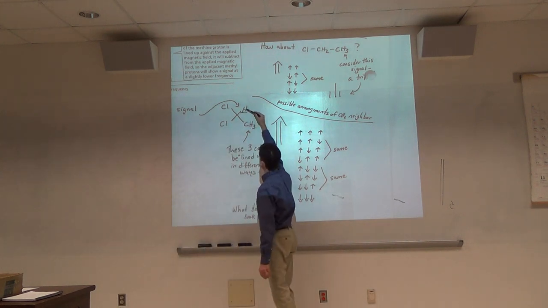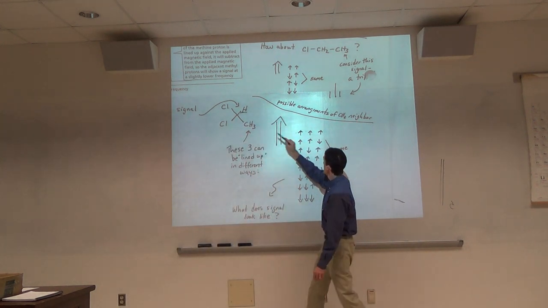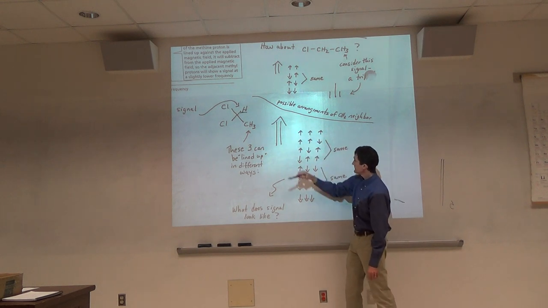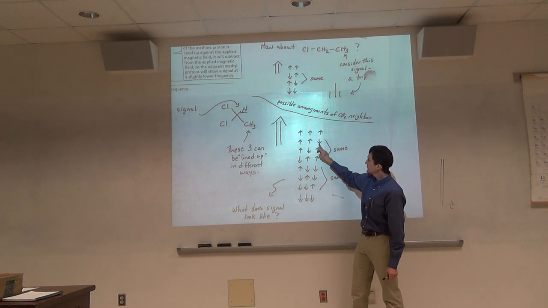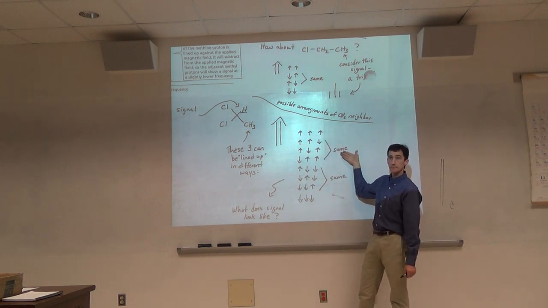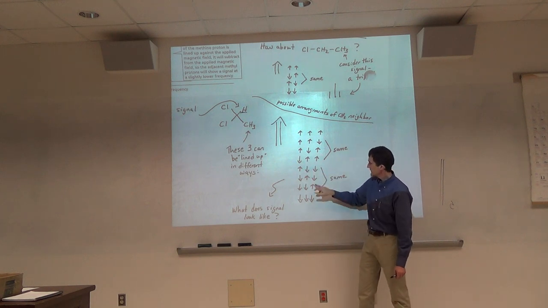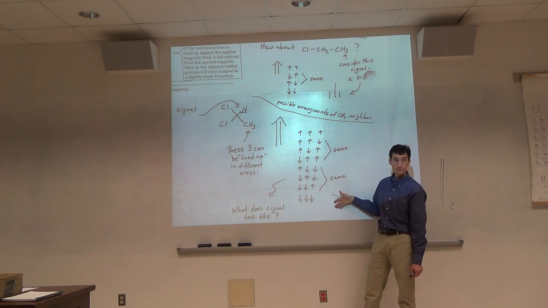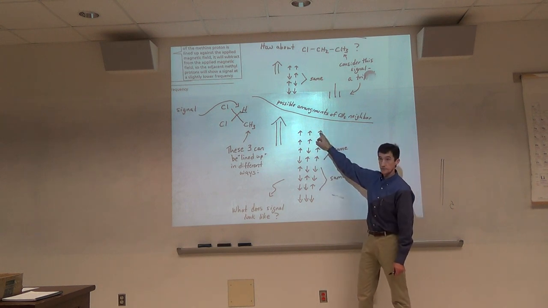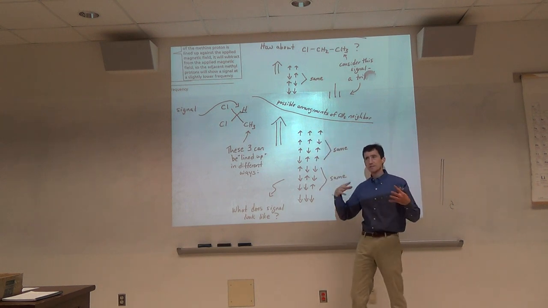Well, when you're looking at this signal, these three H's over here can all be aligned with the magnet. They can all be opposed. You can have two aligned, one opposed, in three different ways. It's actually all the same. You could have two opposed, one aligned, in three different ways. It's actually all the same. How many different scenarios? Four different scenarios, and so you get four different kinds of shielding effects.